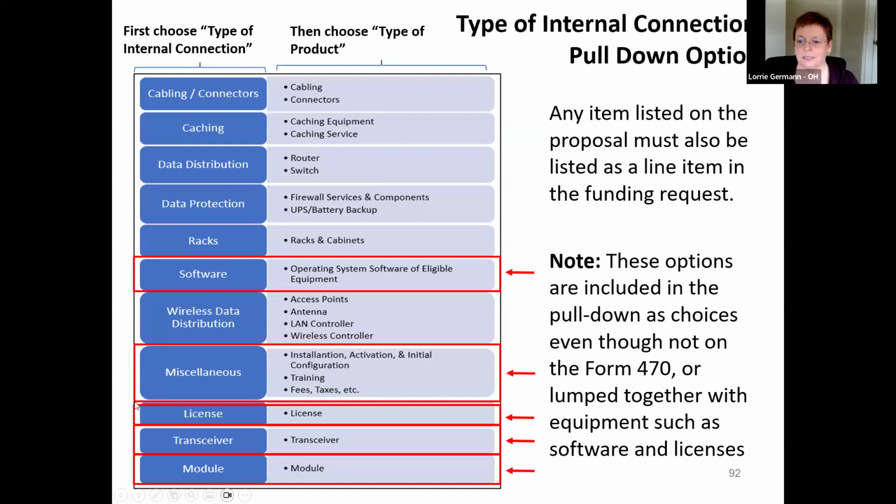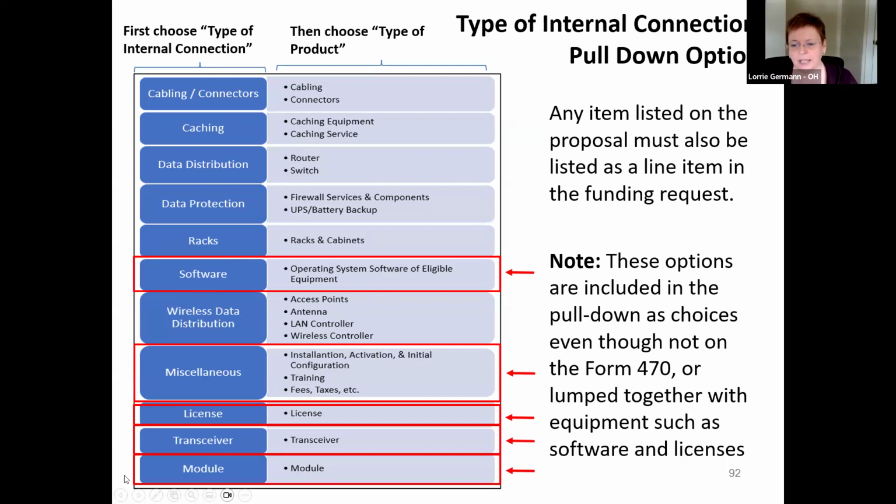All right. So again, just so you know where to find things, if I drop down to where it says wireless data distribution, that's where you're going to see the option for access points, antennas for access points. Is this a wireless LAN controller, or a wireless controller? Okay, so again, just so you know where some of these things are located.